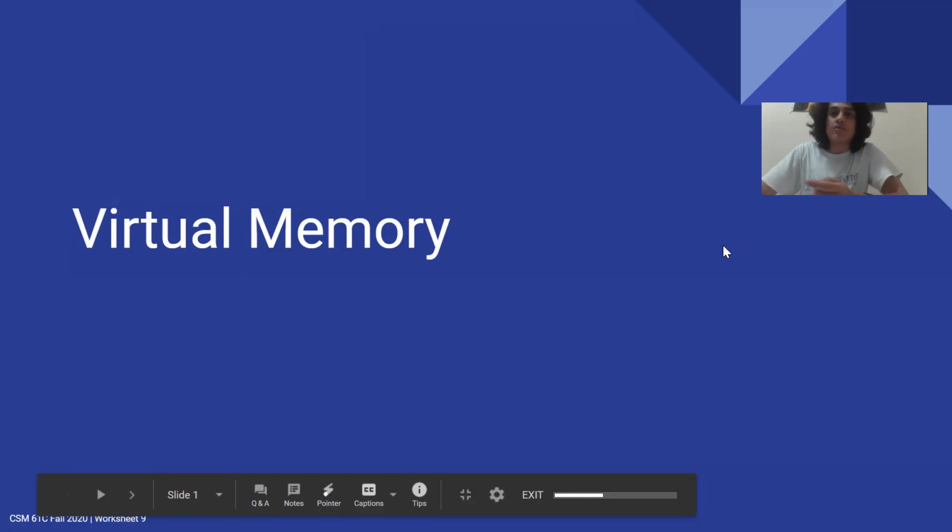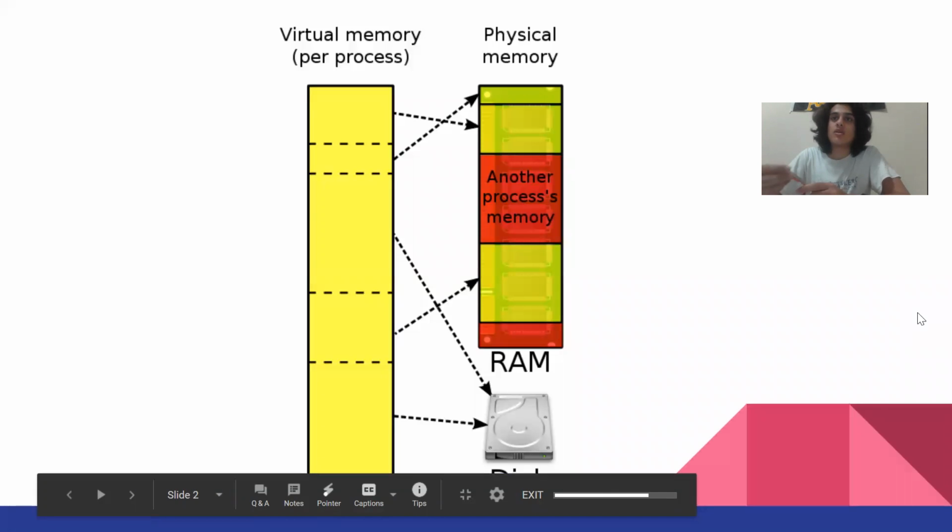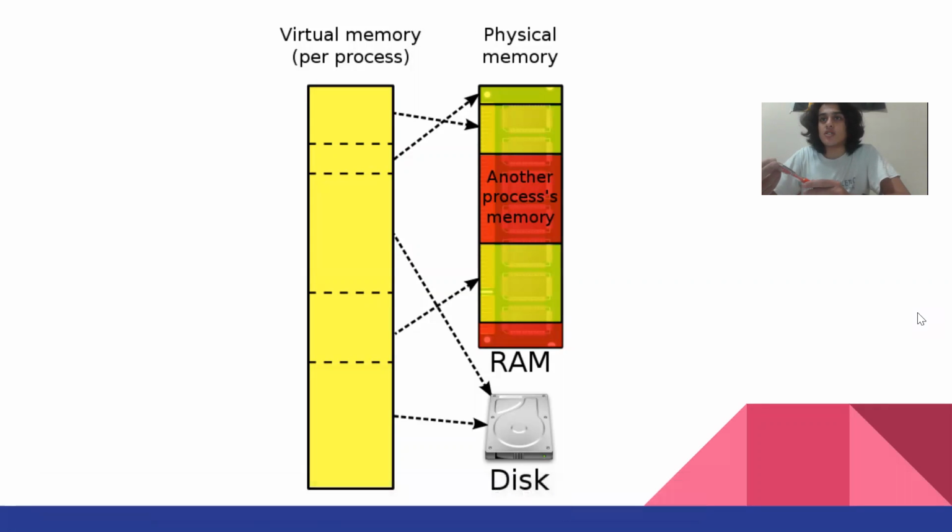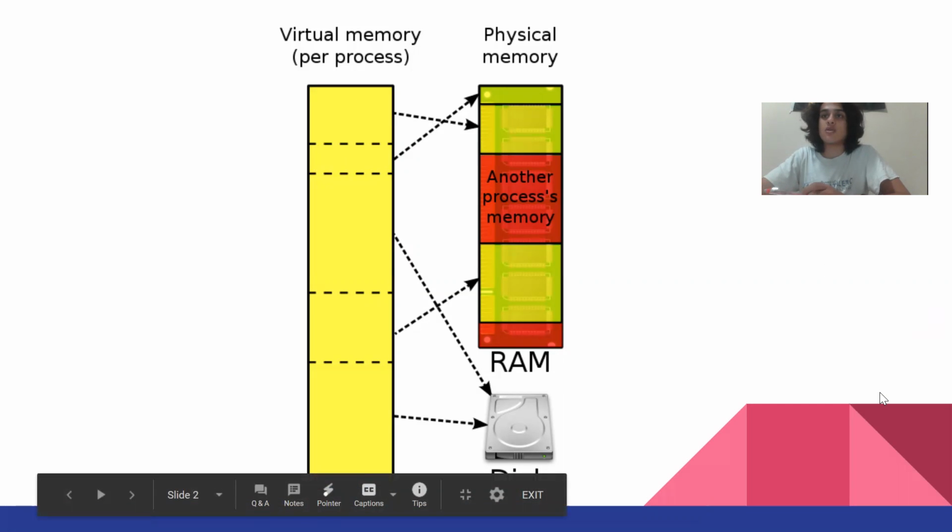Right, this is a walkthrough for CSM 61C week 9 for virtual memory. In general, virtual memory on a high level is just mapping your process memory to your physical memory. And this avoids fragmentation. So you have all this memory in a contiguous block, and it maps to physical memory, which may not be contiguous or may be in different locations.